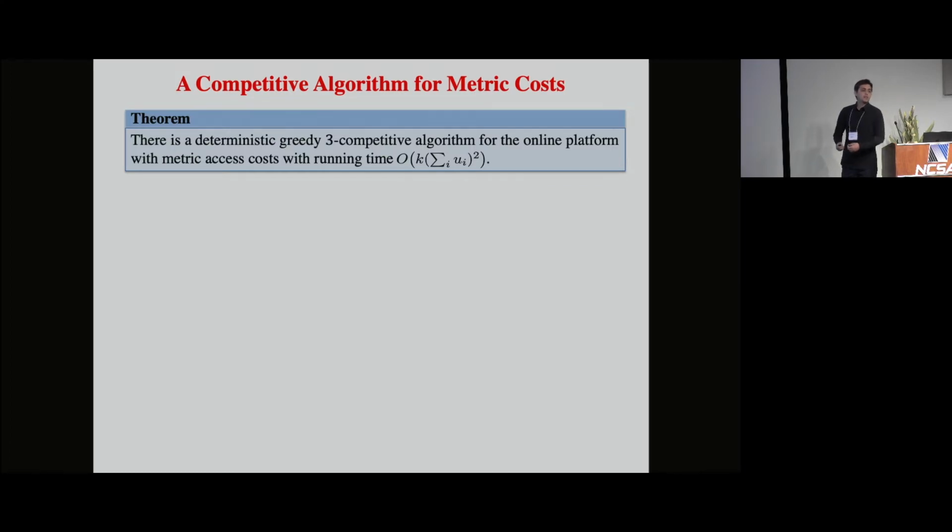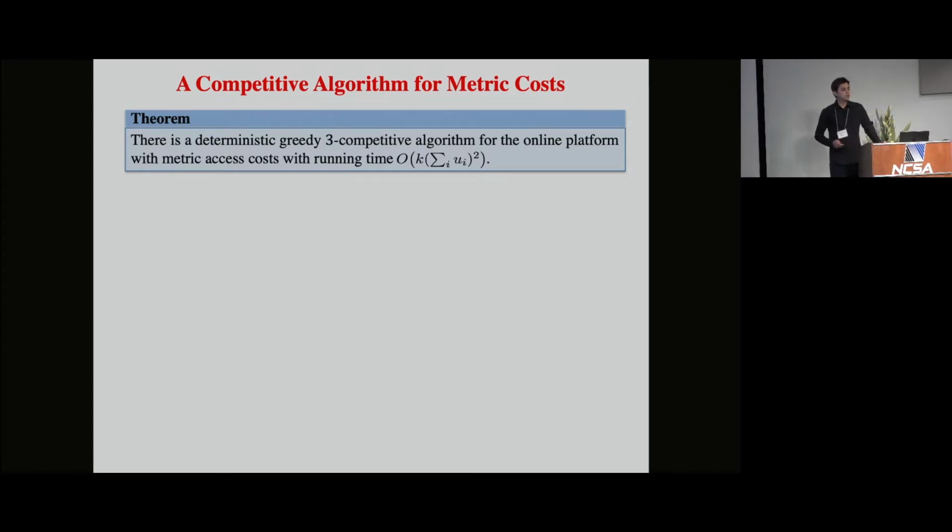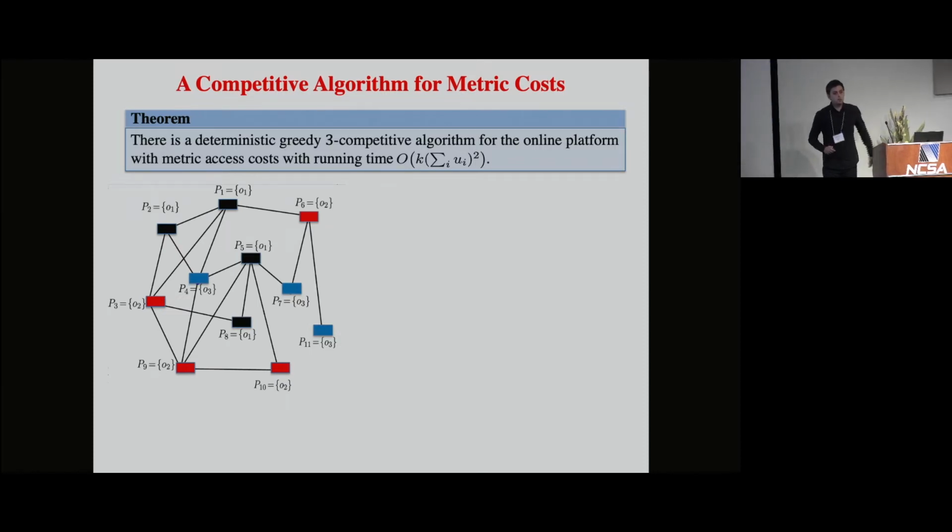So basically, if each agent has a cache of size 1, it's going to be k n squared, where n is the number of agents. Okay? And this is a deterministic algorithm. Well, just to give an overview of how we can show this result, let's look at this simple example, which is the offline version of the problem. So I'm assuming that each agent has a cache of size 1. And I am assuming that the access costs are induced by the graphical distances here.